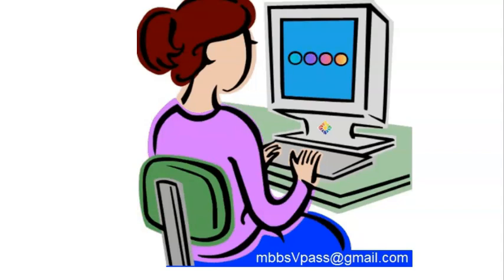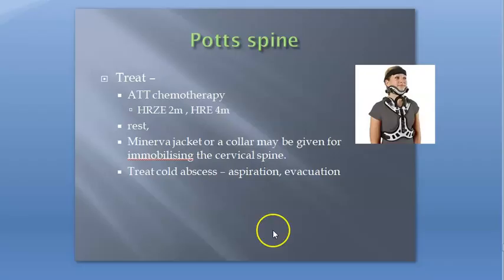So how will you treat Pott's spine? Come on, say. I will give them drugs to treat tuberculosis. Very good. Then I will drain this cold abscess, etc. Very good. Then I'll tell them to take rest. I'll give them some Minerva Jacket and collar so that they don't move a lot. Very good. Now, let's move on one step ahead.